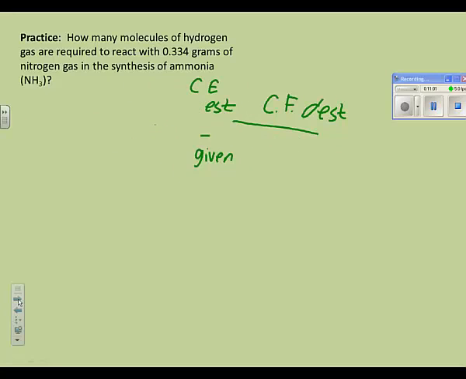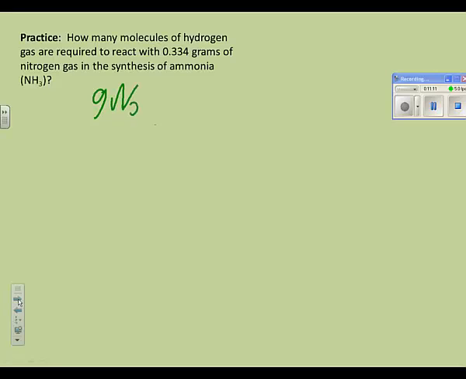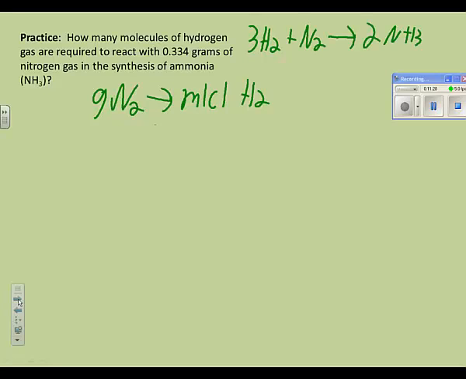So let's go ahead and go back. You'll see that this will follow the exact same pattern. But how many molecules of hydrogen gas? So I start with grams of nitrogen gas, once again another diatomic, to form molecules of hydrogen gas, another diatomic. So you've got to get the right equation. It's going to be 3H2 plus N2 yields 2NH3.